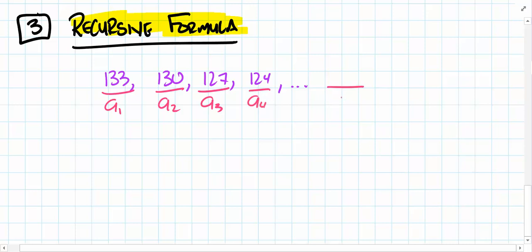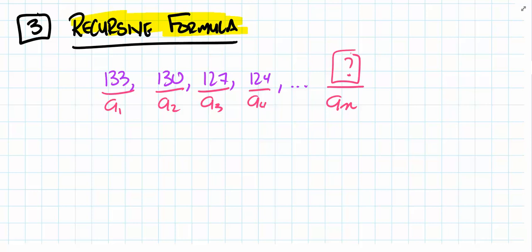You guys agree with me on that? In terms of inputs and outputs, right? If you give me a 1, I have to do something to that 1 to give you back 133, right? That would be an explicit formula. I'm talking about here a recursive formula. A recursive formula is one that builds off of the previous terms, okay?